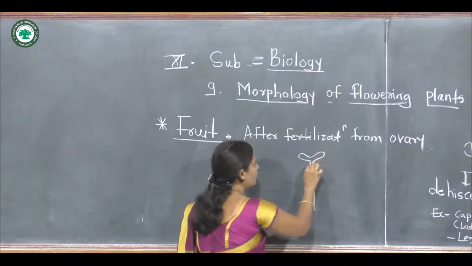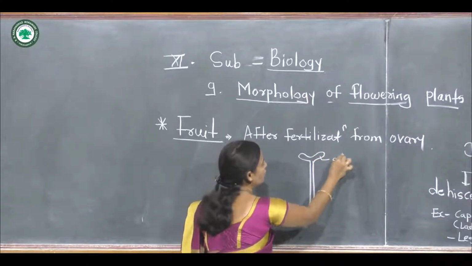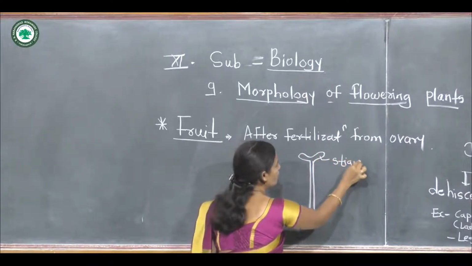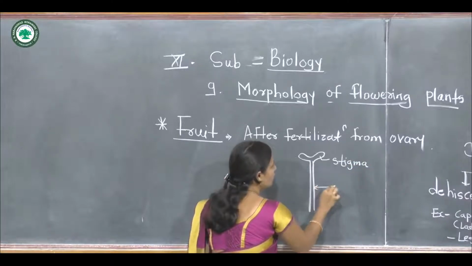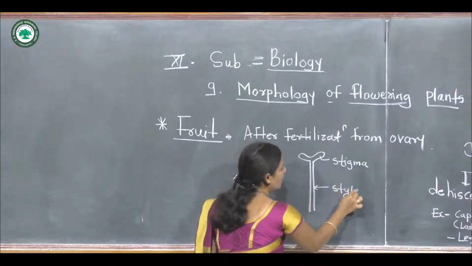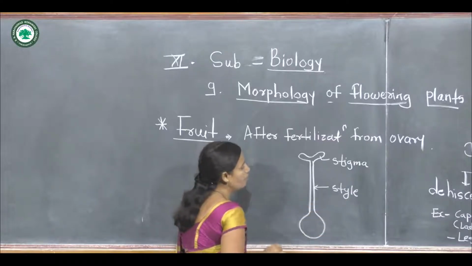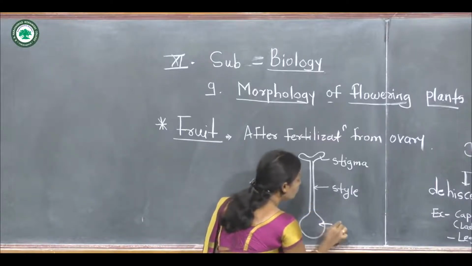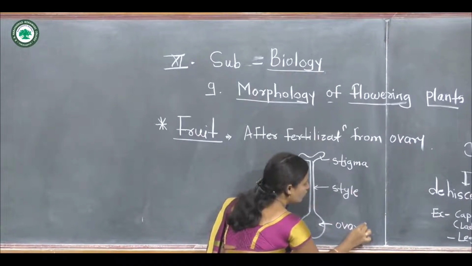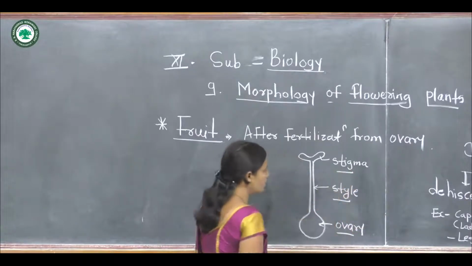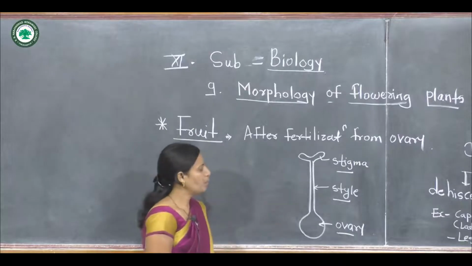the stigma, which is of sticky nature, the style, and the basal part of the carpel, which is called the ovary. These are the three parts of the carpel.